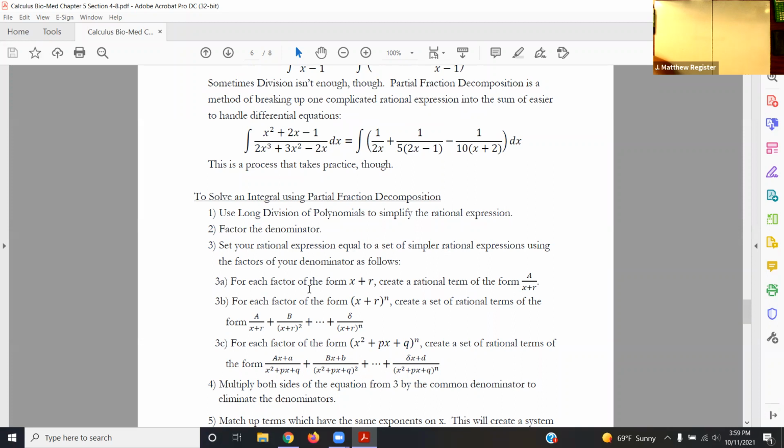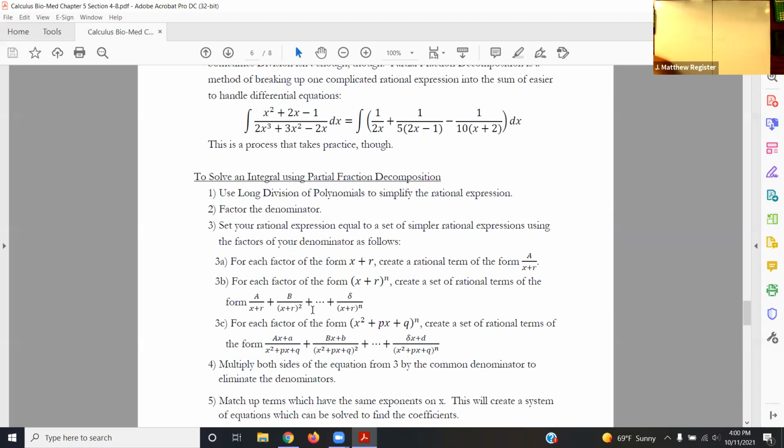For each factor of the form x plus r, where r is just some number, create a term of the form A over x plus r. For each factor of the form x plus r to the n, where there's an exponent on it, create a set of rational expressions of the form A over x plus r plus B over x plus r squared plus C over x plus r cubed, all of the way out to x plus r to the n. And then if you have terms which cannot be written as a linear term and are stuck as a quadratic term, we have something for that too. And that can get just very, very messy.